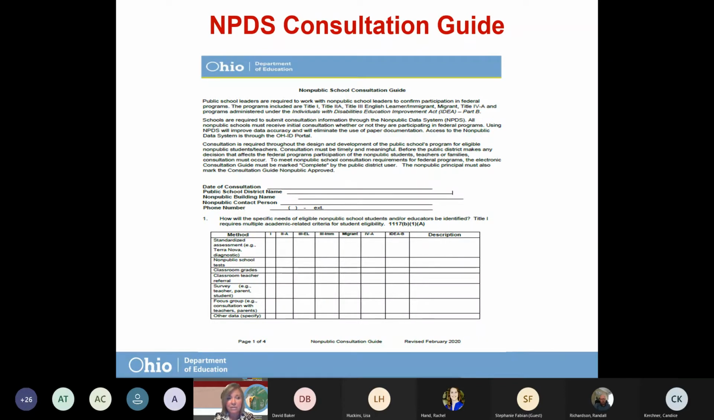Once you've updated this consultation guide status to complete, non-public principals will be able to mark the consultation guide non-public approved, indicating that they agree that the guide accurately reflects the programs that have been designed for their school.